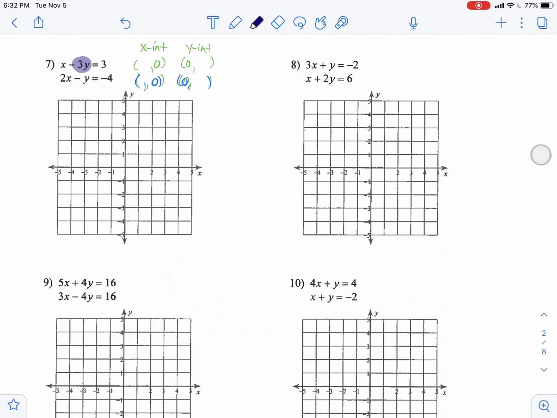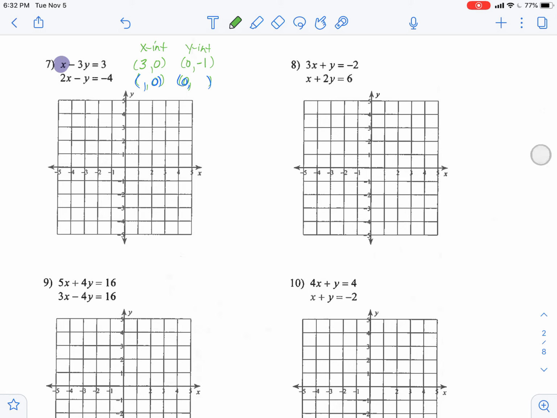then that becomes gone. It's eliminated. So I'm left with x equals 3. Okay? Then if I let my x be 0, I'm going to need to divide both sides by a -3, so I get a -1.